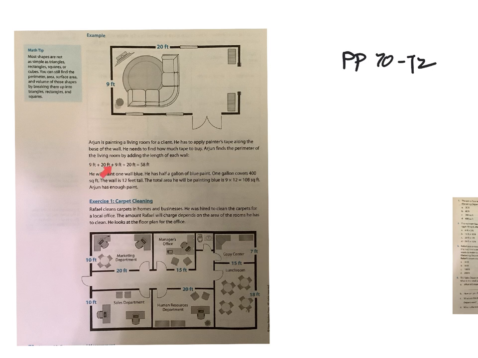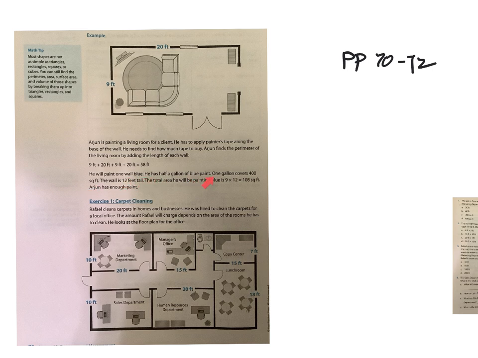Arjun finds the perimeter of the living room by adding the length of each wall. So he's adding this 9 feet here, and then 20 feet over here, and then 9 feet over here. Even though there's a doorway, he's still adding that, and then he's going to add 20 feet here, even though there's a doorway here. So that's going to be 58 feet. That is, if you remember, the perimeter, the distance around, as if you're going to build a fence around this room. So you add up the lengths of all 4 sides, and that gives you the perimeter.